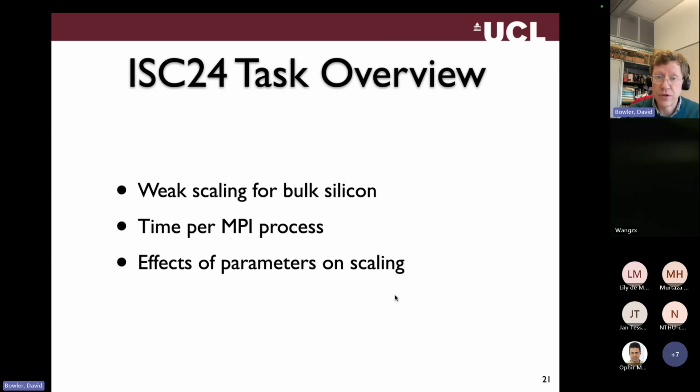And in this first virtual part of the task, you're looking at weak, or if you like, also strong scaling for bulk silicon. The interesting question is the time per MPI process and the effects of the different parameters in the input file on the scaling. We have provided 3 different input files, I think with 512 atoms, 1,728 and 4,096. That allows you to increase the number of processes by a factor of 8 as you go between those 3, so you can look at weak scaling.